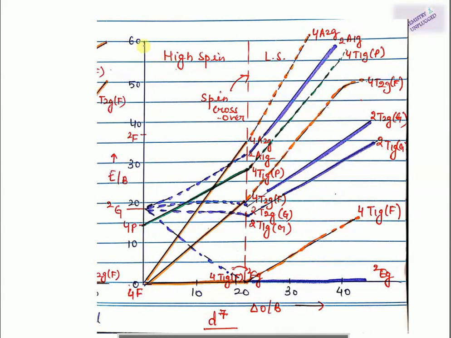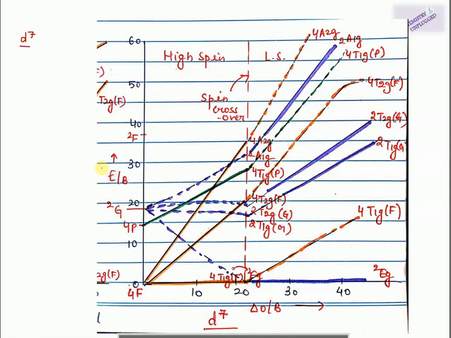This graph is divided into two parts by this red line. This area is the high spin region and this is the low spin region. Then on the x-axis we again have delta naught upon B, and on the y-axis we have energy over B. D7 electronic configuration can have different terms: 4F, 4P, 2G, 2F. But we are using here 4F, 4P and 2G only. If we use 2F also, then this diagram will become more complex. So we are including only 4F, 4P and 2G.